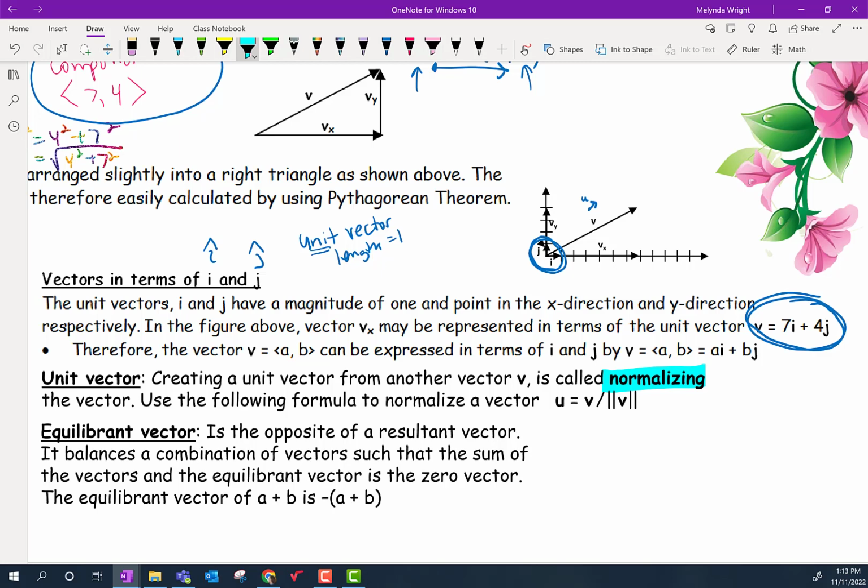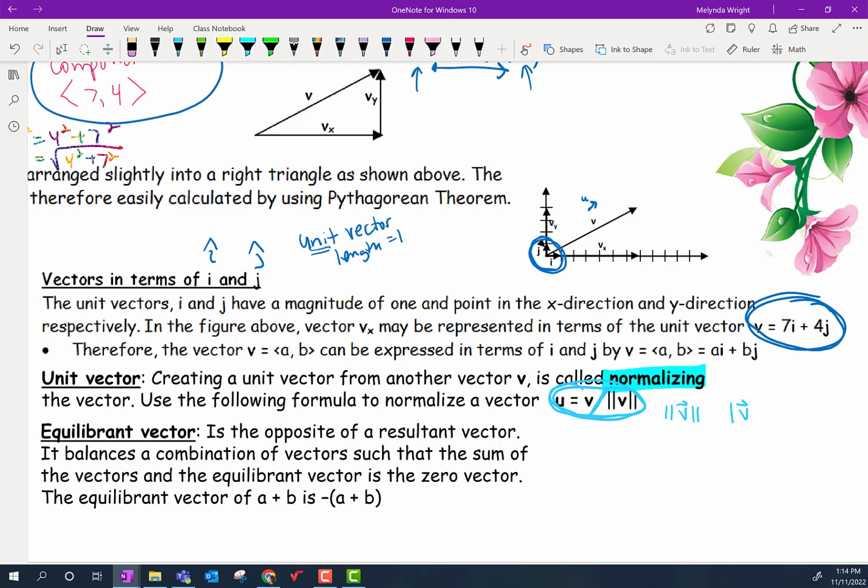We use this formula right here. This formula will normalize any vector for us. We take the vector and divide it by the magnitude of the vector. These double bars are one way to write magnitude. Some textbooks also use a single bar.